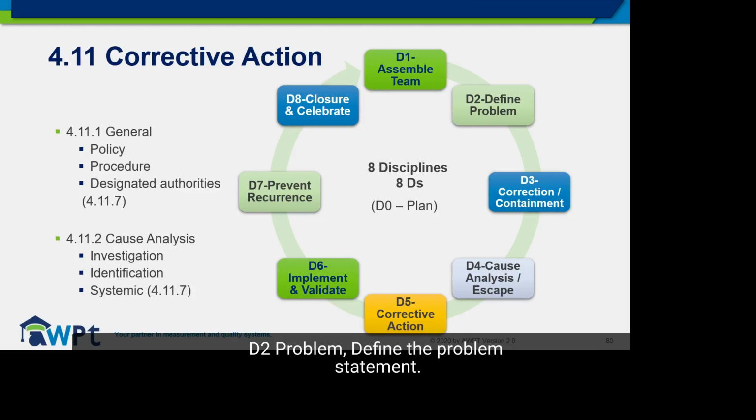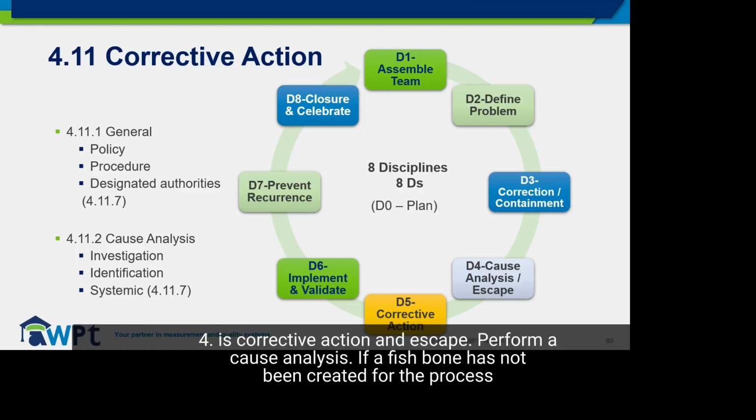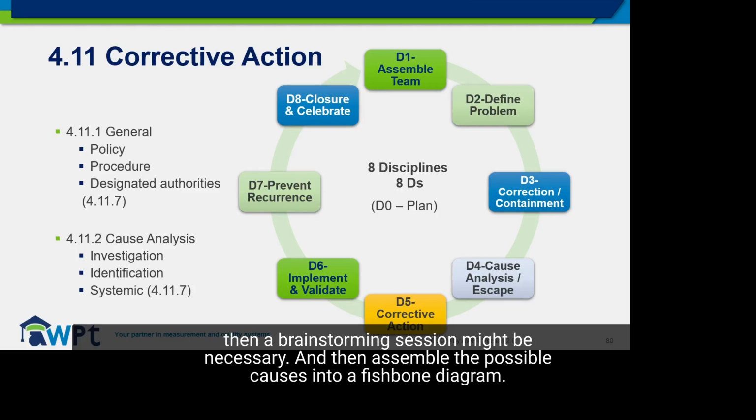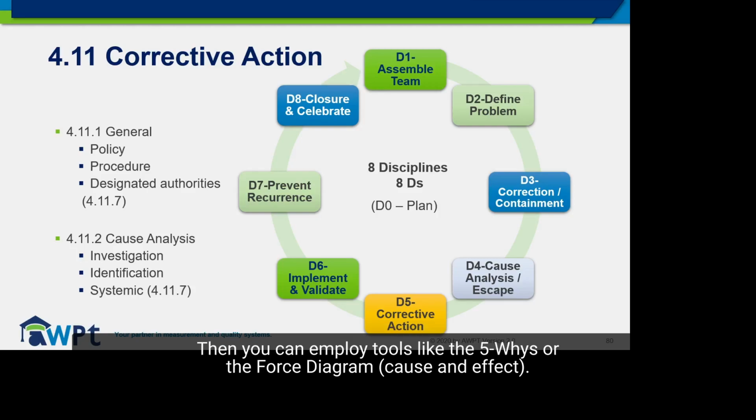2. Problem. Define the problem statement. 3. Correction and containment. If necessary, stop the process to prevent further impact and verify that the containment worked. 4 is corrective action and escape. Perform a cause analysis. If a fishbone has not been created for the process, then a brainstorming session might be necessary, and then assemble the possible causes into a fishbone diagram. Then you can employ tools like the 5 Whys or the force diagram, cause and effect.